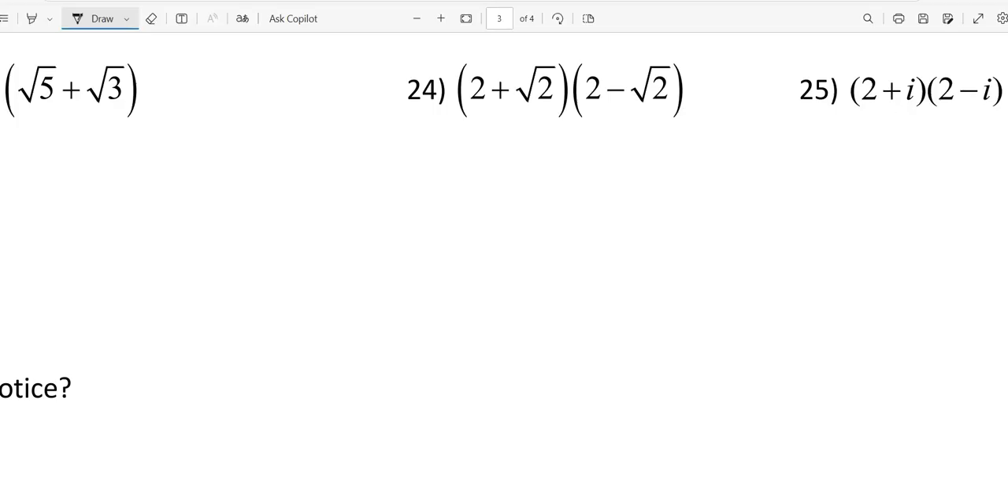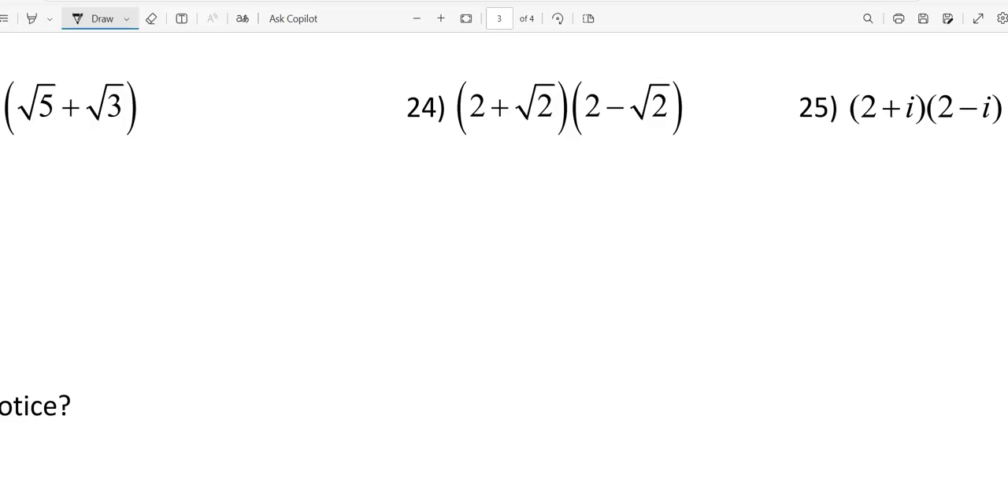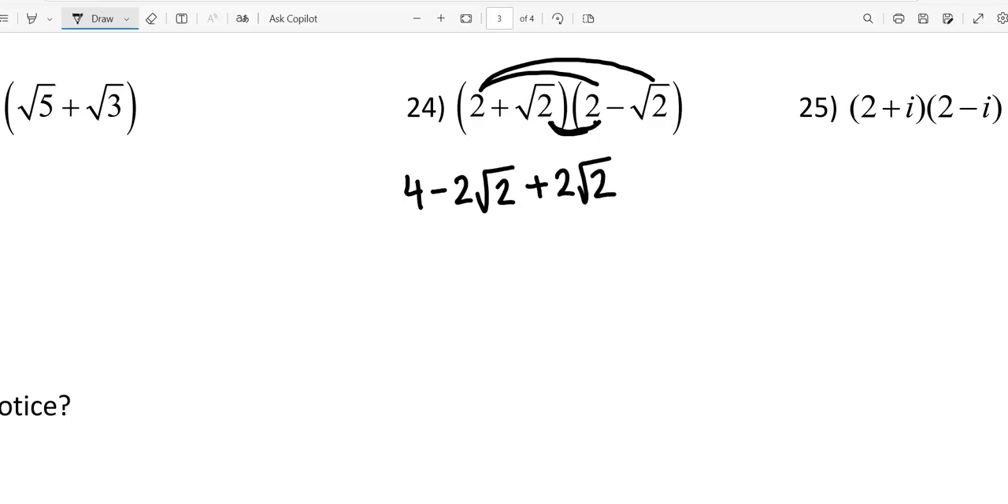Yeah. So if we're multiplying number 24, what do I multiply first? First and the first, 2 times 2 is 4. And then first and the last, what's 2 times negative square root of 2? Negative 2 square root of 2. And then middle, I've got square root of 2 times 2, which is positive 2 square root of 2. And then for the last one, I know a positive times a negative is going to give me a negative. What's the square root of 2 times the square root of 2? The square root of 4, which is 2.